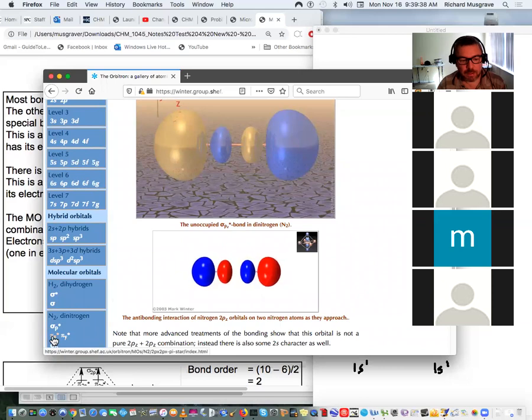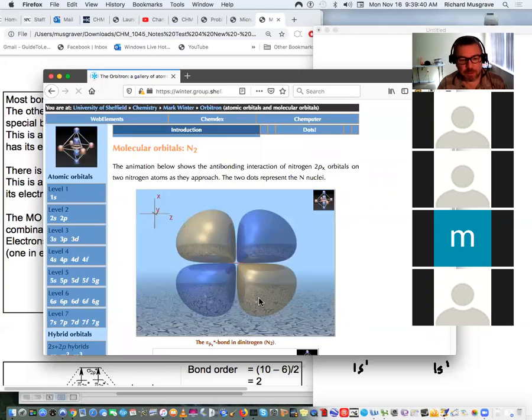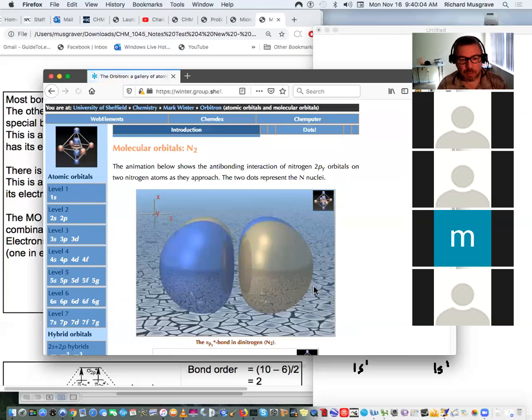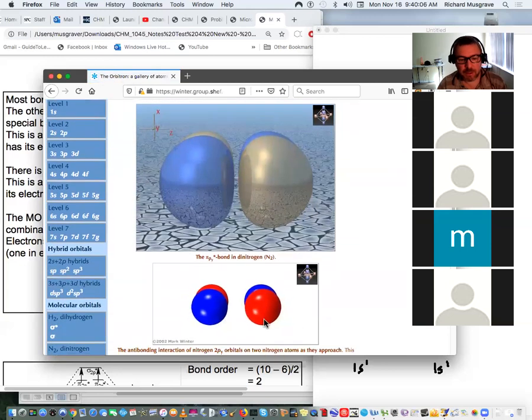We can also look at the antibonding situation for this one here, what they're calling the pi x, and you can see again it's that combination of the blue and red trying to get those to match, and it just doesn't. This has to be flipped over in order to make it a bonding. This is an antibonding situation. And here's the y, the pi y. You can see that there.